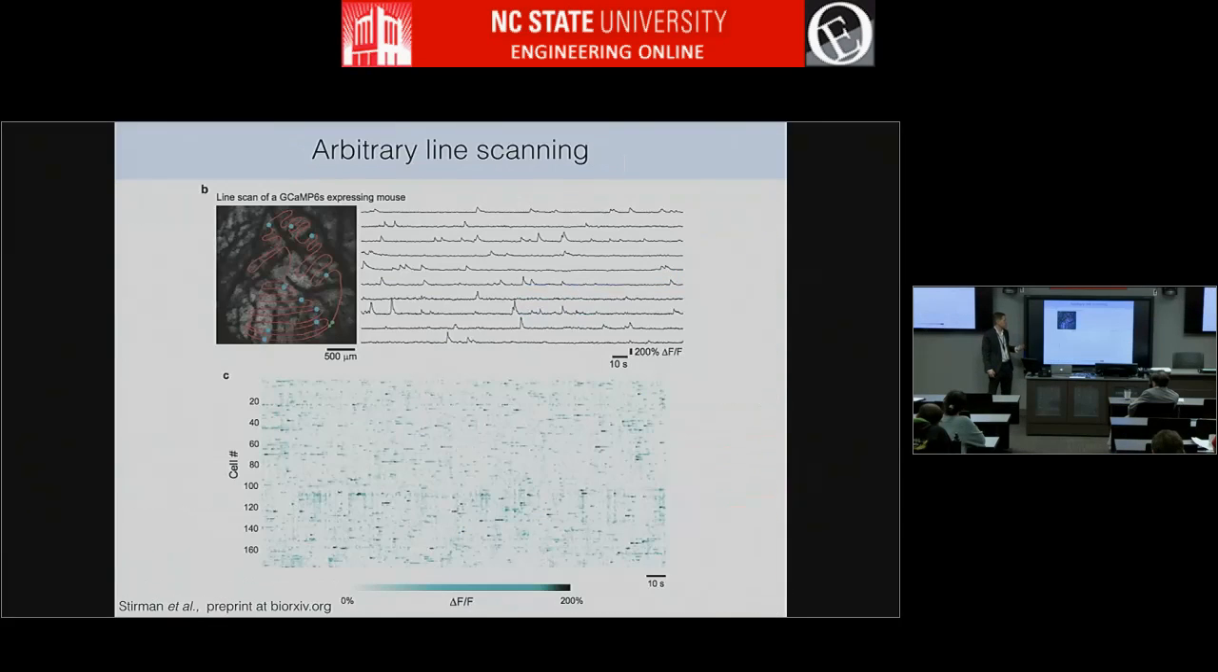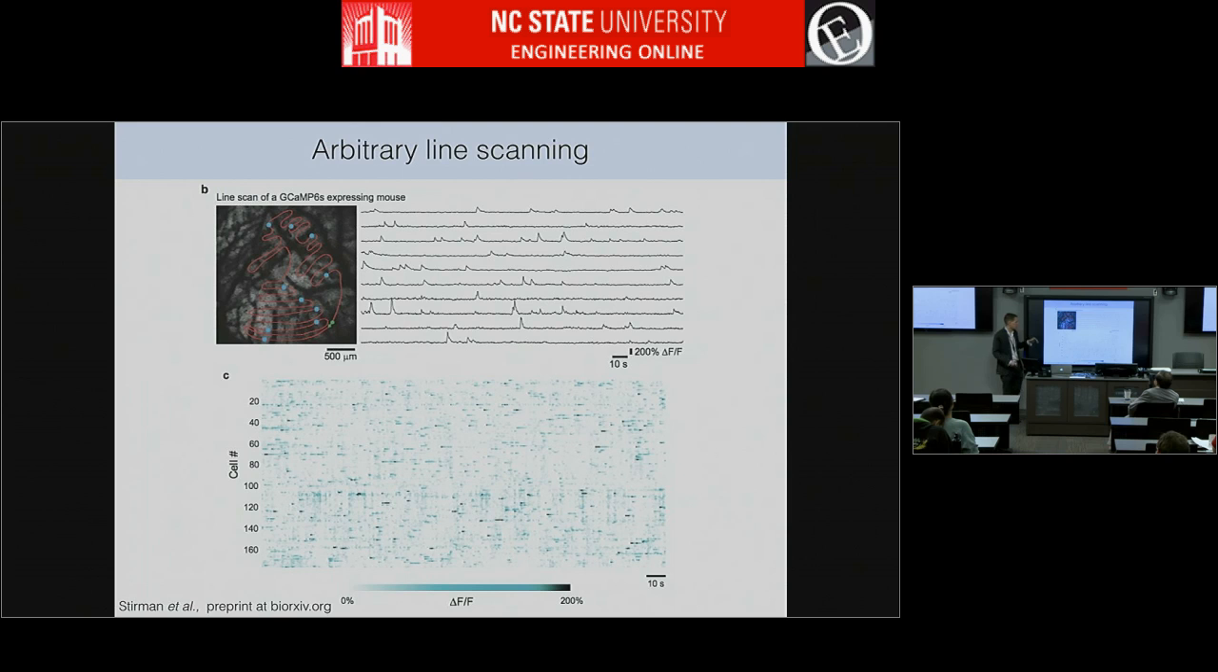We can also do arbitrary line scanning, where within this larger field of view we just pick a scan path instead of raster scanning, which is really inefficient because you end up spending a bunch of time sampling blood vessels, which have no activity. You can actually have a directed line to scan. You can get nice signal to noise with this.